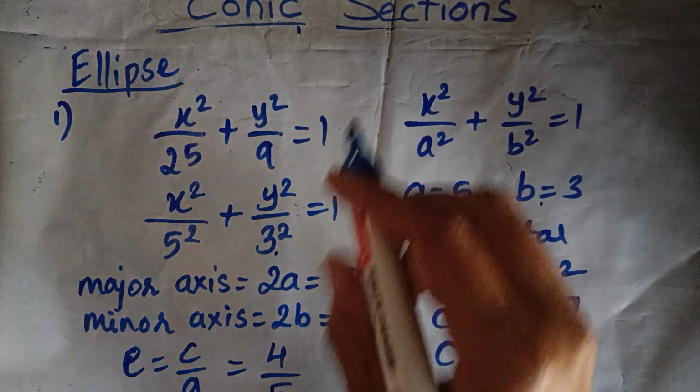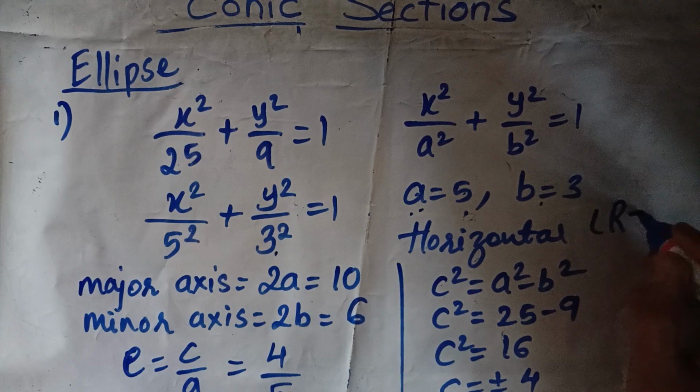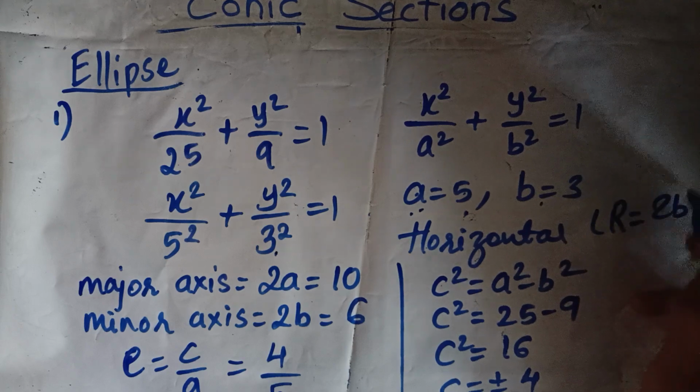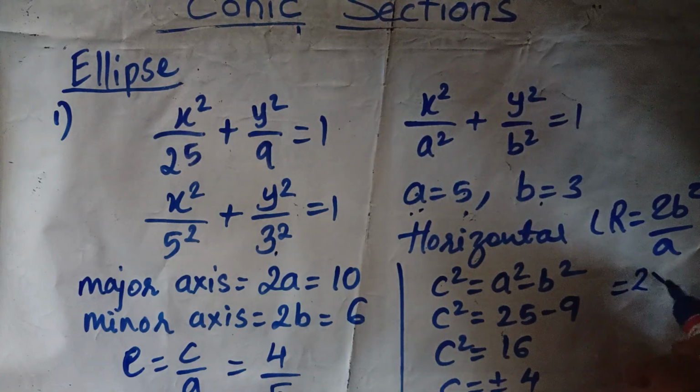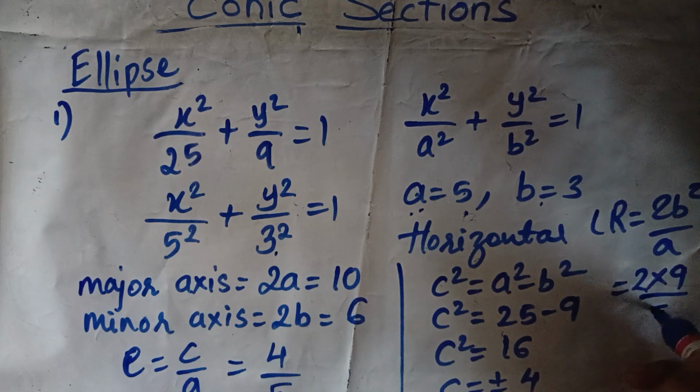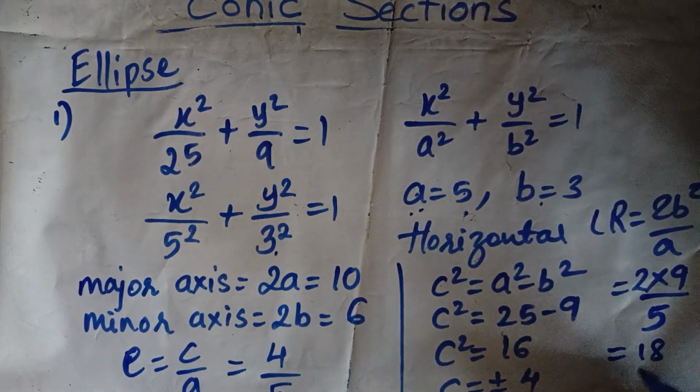So eccentricity is 4 upon 5. The latus rectum is given by 2b square upon a. So 2 into b square, b square is 9, upon a is 5, so 18 upon 5.